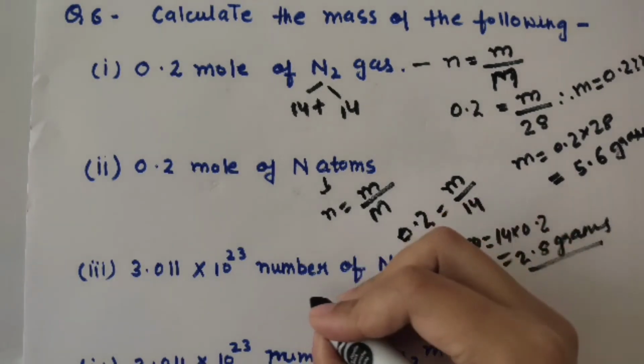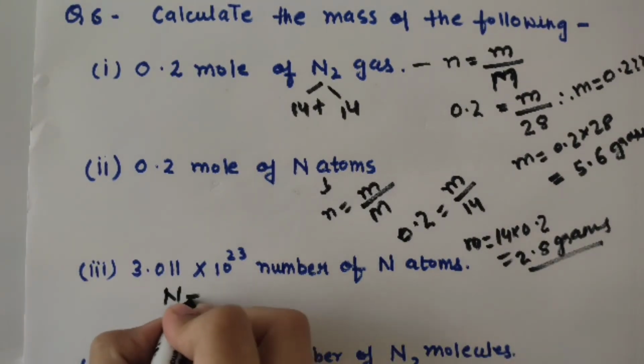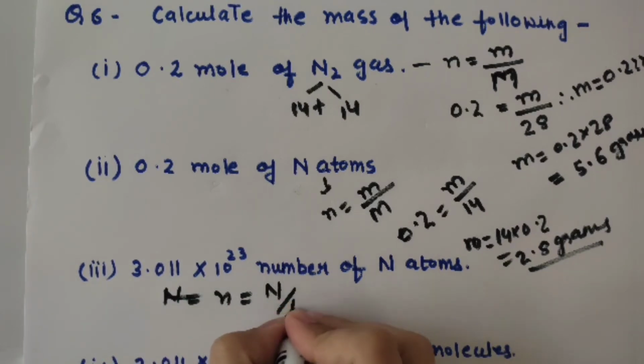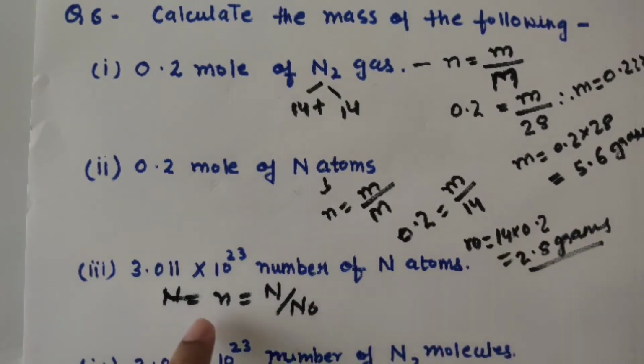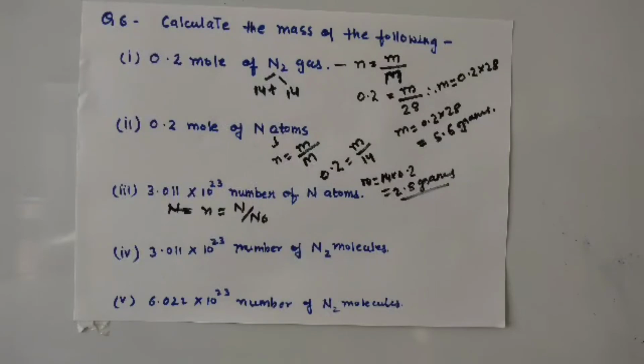So first we know the relationship. Small n is equal to capital N divided by N0. Small n is the number of moles, capital N is the number of particles, and N0 is the Avogadro number. So first pause this video and calculate it by yourself. I will give you the answer in a few minutes. Now let's solve the problem.